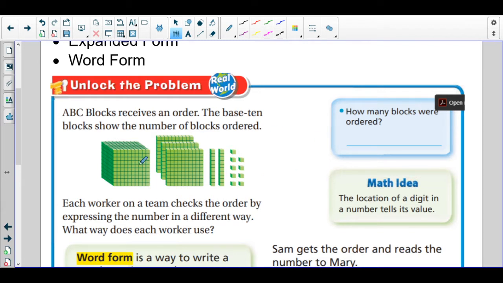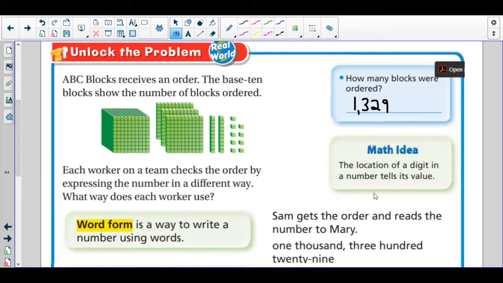Let's take a look here real quick. Let's go ahead and get a number for this. We have 1,000. And it looks like 300. And then 20. 1, 2, 3, 4, 5, 6, 7, 8, 9. 1,329.